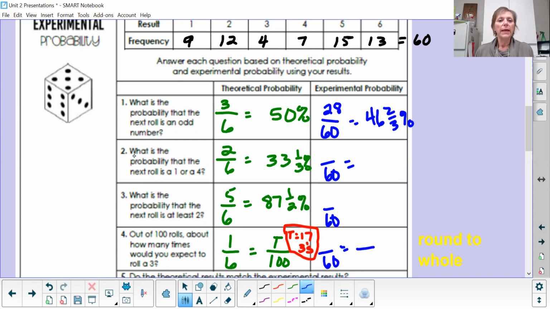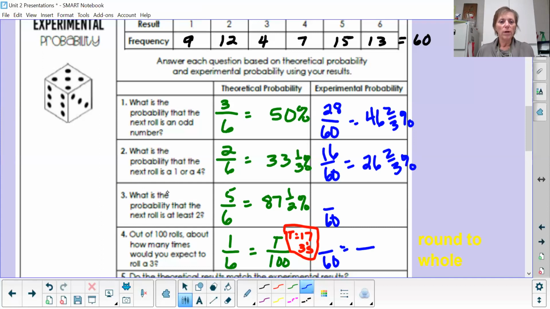Okay. Now, what is the probability that the next roll is a 1 or a 4? So I'm going to add the 9 and the 7, which is 16. Okay, handy dandy calculator. 16 divided by 60 is 0.26 repeating. So this is going to be 26 2/3%.